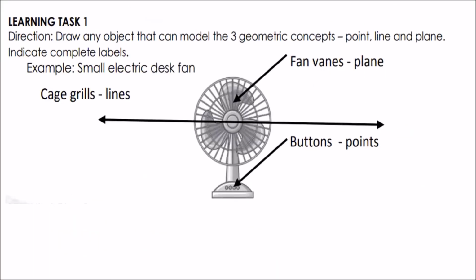Now, in our learning task, this is an example. Then, ang cage grills naman, nagre-represent ng line. At ang buttons naman nagre-represent ng points. So it means magdodraw kayo ng isang object na mag-identify na nandoon yung three undefined terms which is point, line, and plane. An example is a small electric desk fan. So you can draw any object na nandoon na yung tatlong undefined terms. That is in our learning task 1.